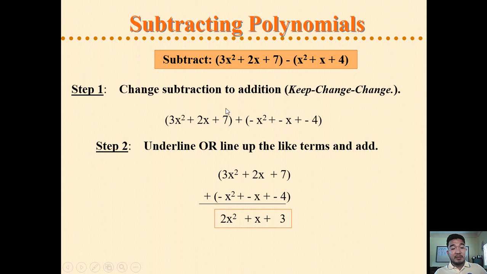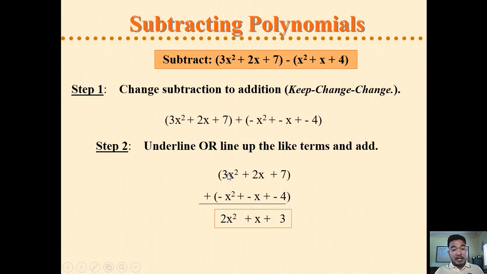Ganun lang yun. Mag-proceed ka sa addition, palitan mo ng sign lahat nung nandun sa subtrahend mo. Lahat ng terms doon mapapalitan ng sign. Kung positive, magiging negative. Kung negative, magiging positive. And then, line up the like terms and add. Pwedeng vertical, pwedeng horizontal ang gamitin natin. Okay, so this time, let us use the vertical method.